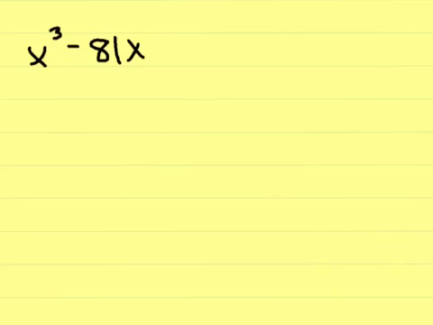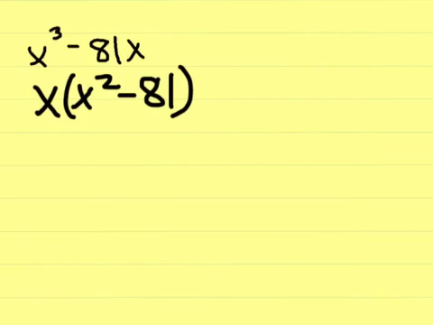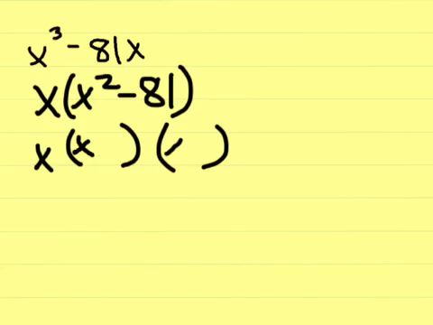We have x cubed minus 81x. Common factor is x. We're left with x squared minus 81. Perfect squares. So we have x squared, the square root is x. Square root of 81 is 9. One's plus and one's minus.